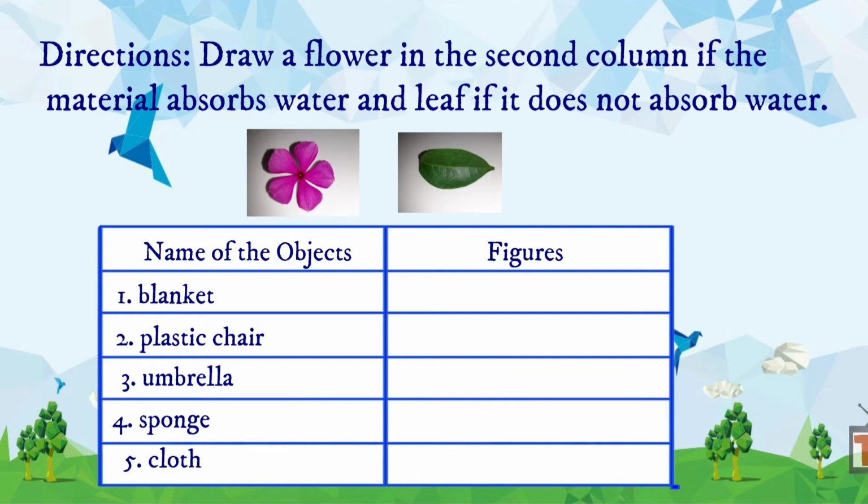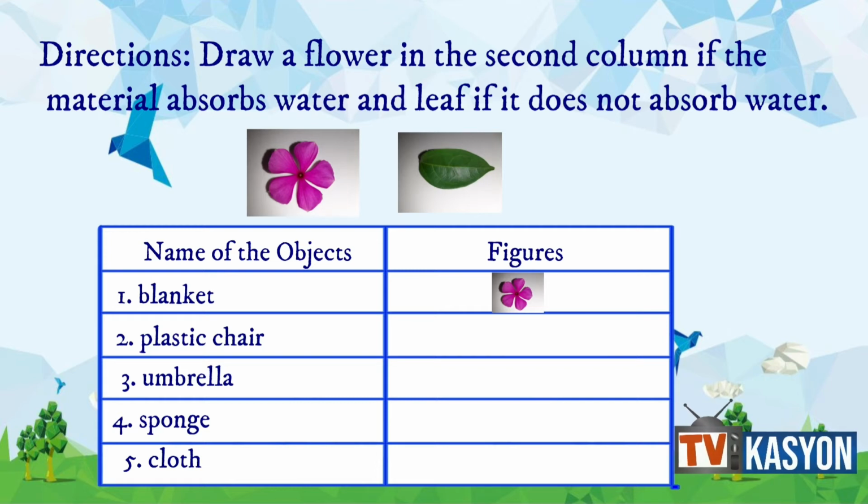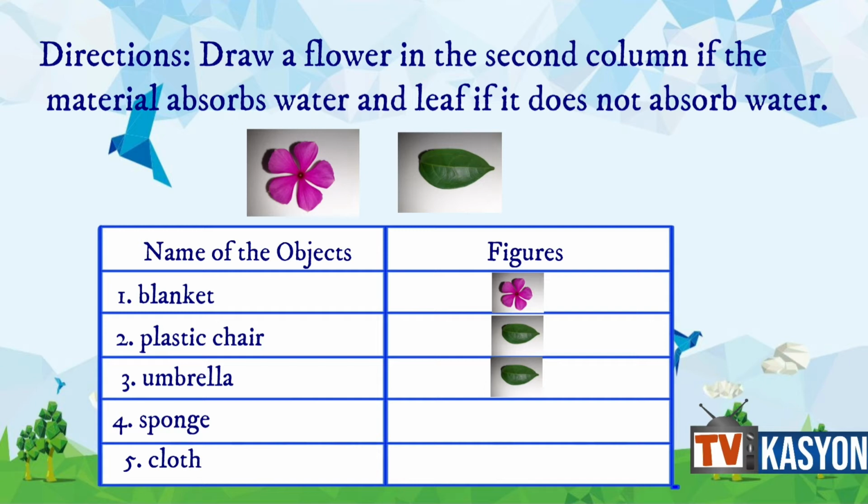Time is up! Let's check your answers. For number 1, the blanket absorbs water, so the figure is a flower. That's impressive. For number 2, the plastic chair does not absorb water, so the figure is a leaf. Fantastic, kids! For number 3, an umbrella does not absorb water, so it's a leaf.